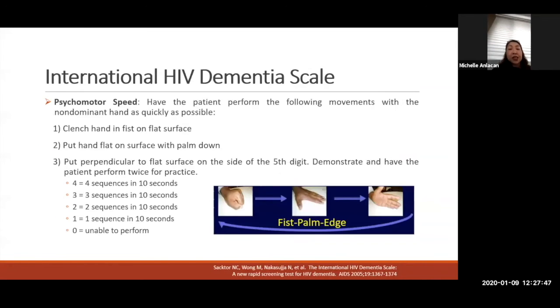And then next is you test their psychomotor speed. On the bottom right, you can see the fist, palm, and edge. It is a sequence of things that you ask the patient to do, again using the non-dominant hand, or for my case, my left hand. So I make a fist, a palm, and an edge, and I do it repeatedly. You have to count how many sequences the patient can do properly in 10 seconds. If they are able to do 4 sequences in 10 seconds, it's actually a perfect score. Next, please.